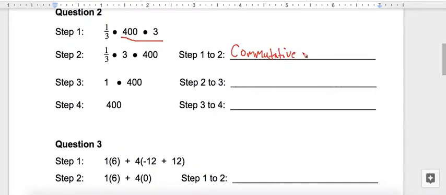So commutative of multiplication. Okay, now we want to know how to get from step 2 to step 3. So you notice if we study step 2 and look at step 3, the 1/3 times 3 became 1. So anytime you multiply something by its flip, that's the multiplicative inverse. So multiplicative inverse.